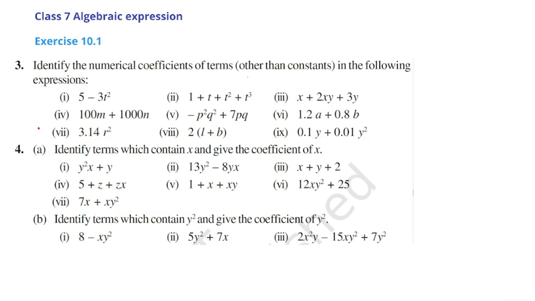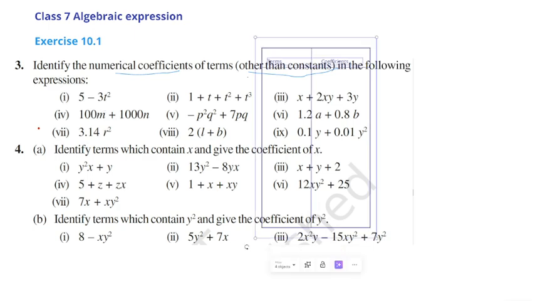Identify the numerical coefficient of terms other than the constants. So, here it is given other than the constants. Only numerical coefficients of the terms which have the variable we have to find out. So, you have been given different expressions and you have to find out the numerical coefficient of the terms which have the variable. Only the terms which have the variable we will consider here. So, let's do that.